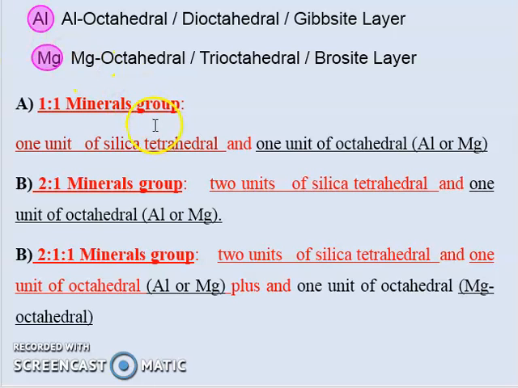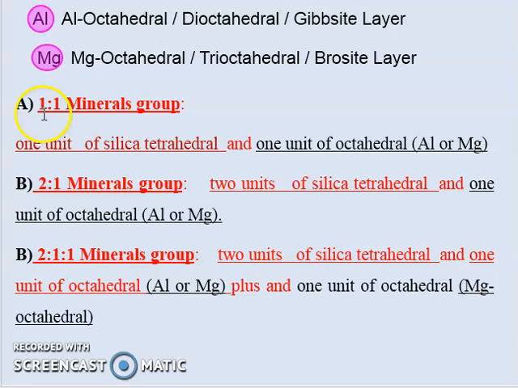So look, here is the Al alumina octahedra, usually called dioctahedra because only 2 of 3 sides are occupied by alumina, called the gibbsite layer, while the Mg octahedral is called trioctahedral or brucite layer. So we have different types of clay mineral.